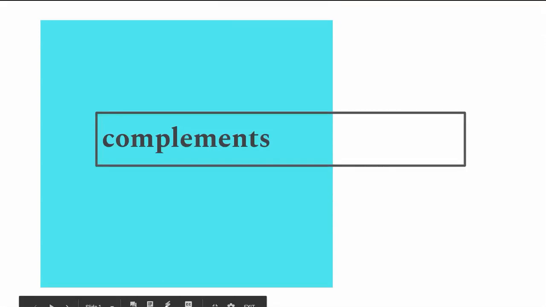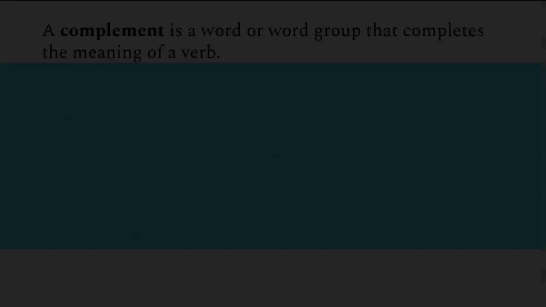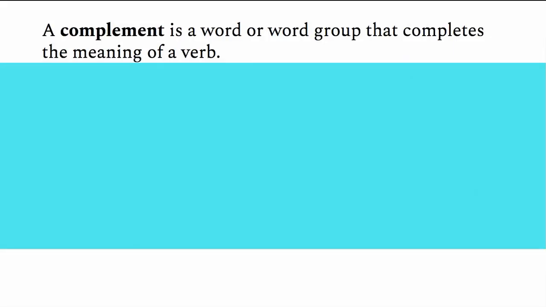In this video, you will learn how to identify the complements in a sentence. A complement is a word or word group that completes the meaning of a verb. And if we look at those two words, complement and complete, they have the same root. So it's pretty easy to remember that the purpose of a complement is to complete.